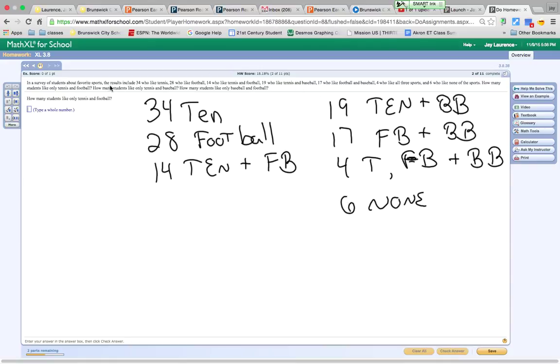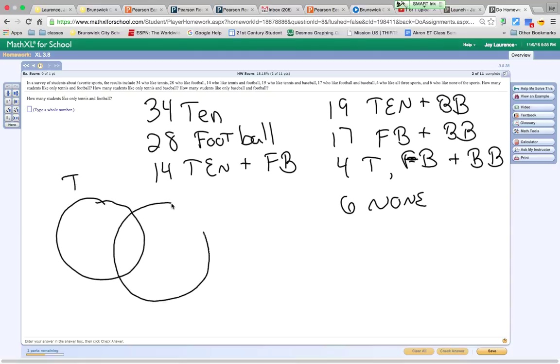How many students like only tennis and football? Now notice, none of the numbers I read initially said only tennis and football. They said tennis and football, but they could like baseball also. All right, so what I would do is I would make a Venn diagram. So I've got my tennis circle, my football circle, and then here I have my baseball circle.